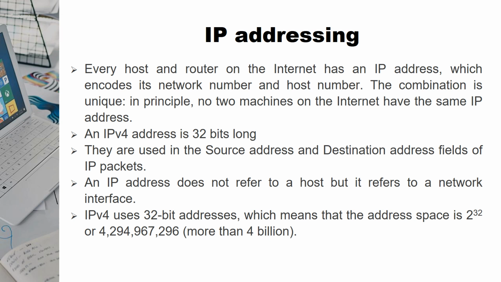An IP version 4 address is 32 bits long. They are used in the source address and destination address fields of IP packets. An IP address does not refer to a host, but it refers to a network interface. IP version 4 uses 32-bit addresses, which means that the address space is 2 to the power of 32, or the number given on the screen, which is more than 4 billion.